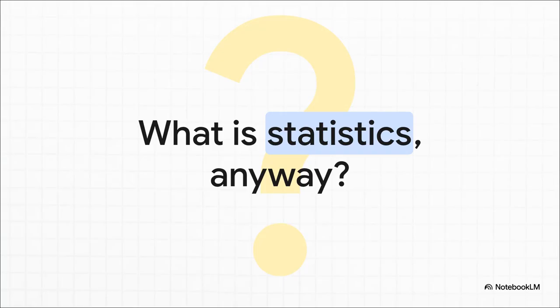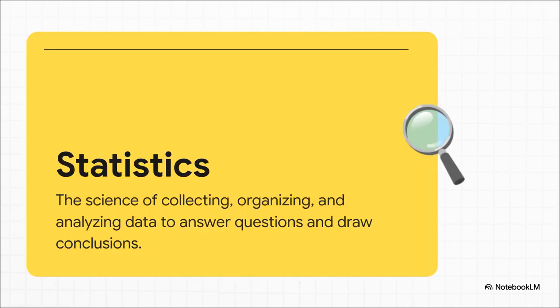Before we even think about writing code or doing any complex math, we've got to ask the big, foundational question. What are we even talking about when we say the word statistics? At its most basic level, statistics is the science of how we handle information. Think of it as a repeatable process, a recipe. It takes you from collecting all this raw data to organizing it and finally analyzing it to get real, meaningful answers. This right here, this is our first pillar.